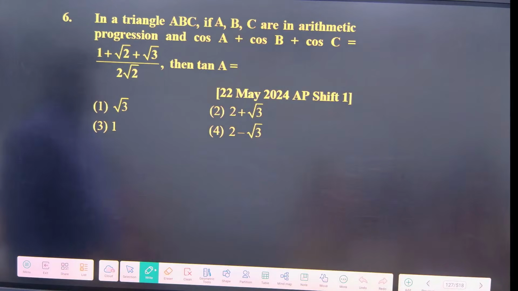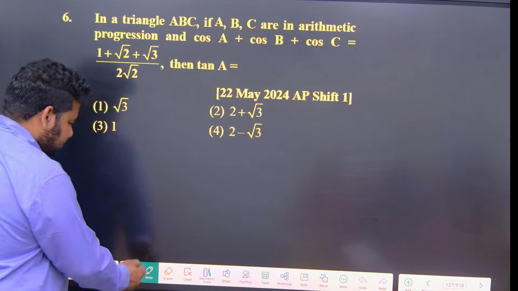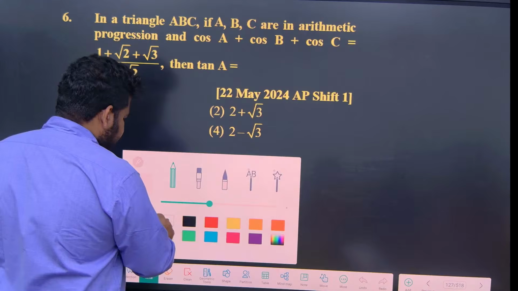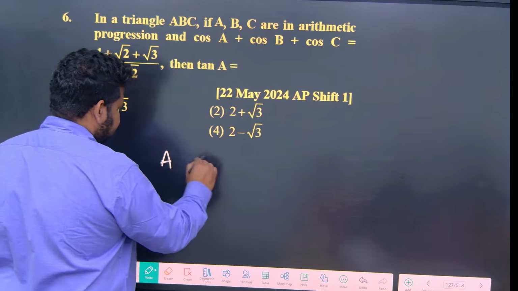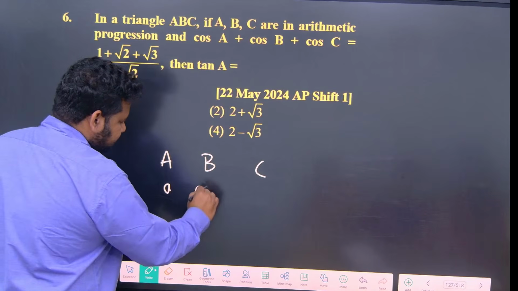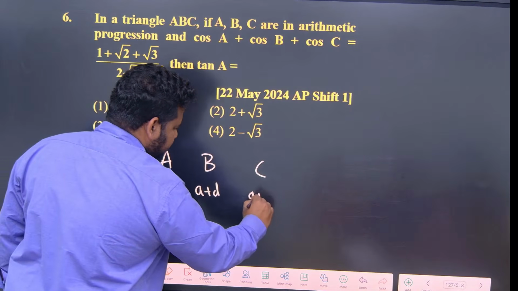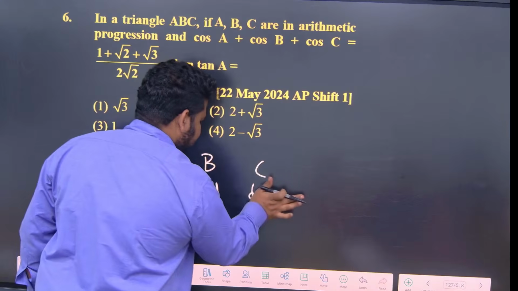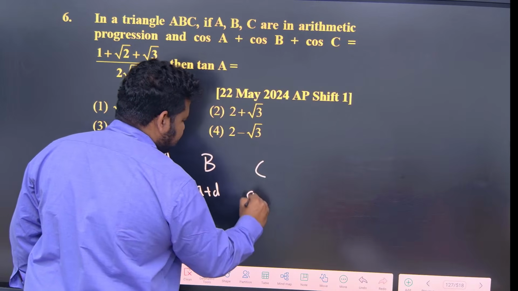In a triangle ABC, if A, B, C are in arithmetic progression and cos A plus cos B plus cos C is given, then tan A is equal to what? So they are telling us angles A, B, C are in arithmetic progression. So look at this, observe carefully. Let the angles be, in arithmetic progression, A, A plus D, and, for your satisfaction, let us take A minus D only.